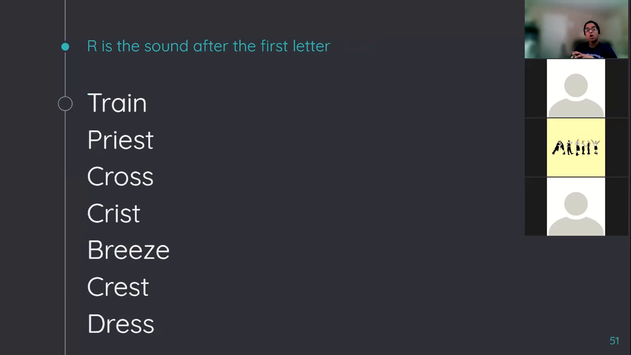So this is a scenario when R is the sound after the first letter. So R is the second letter in the word. Train, train, train. Yes, train.